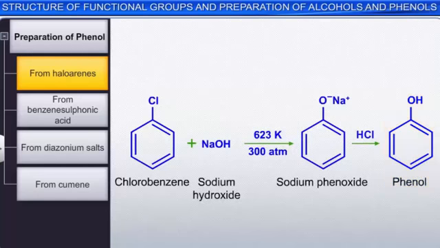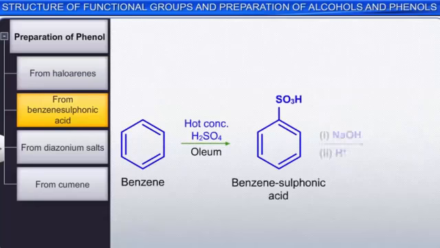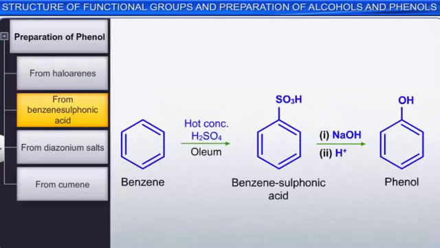A second synthetic route involves benzene sulfonic acid. This was the first method developed for the preparation of phenol. In the first step of this process, benzene reacts with hot concentrated sulfuric acid, which is sometimes called oleum. In the second part of the process, the benzene sulfonic acid that results is treated with molten sodium hydroxide and subsequently acidified to form phenol.